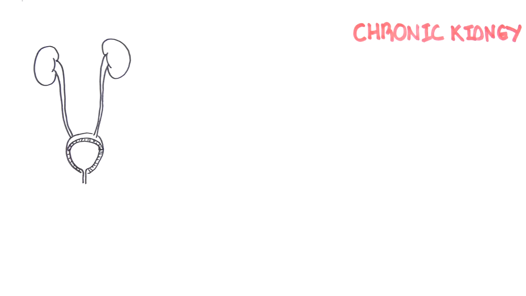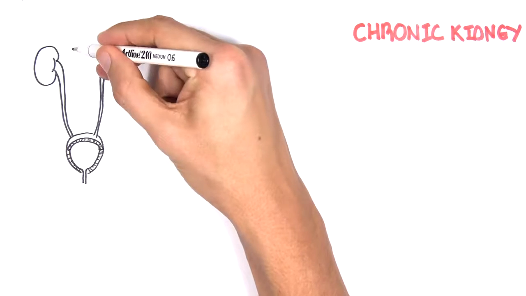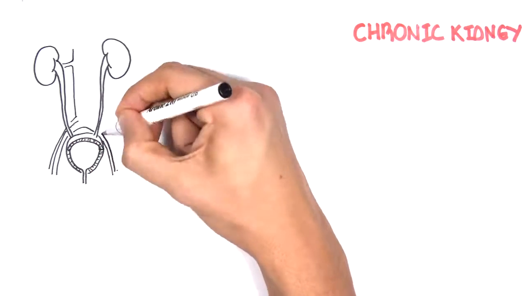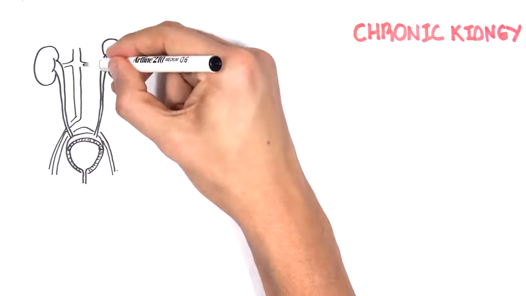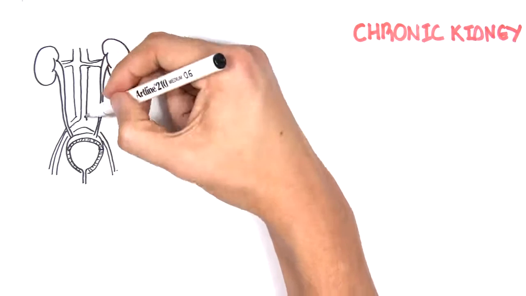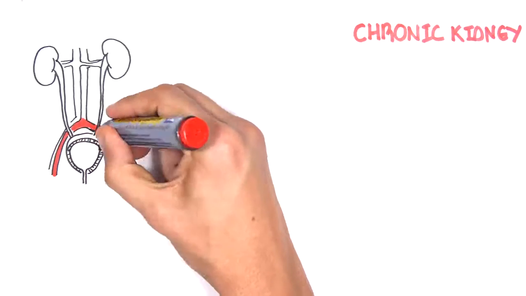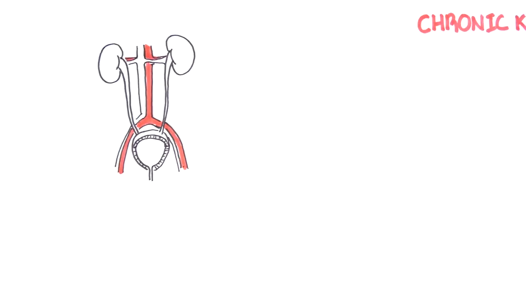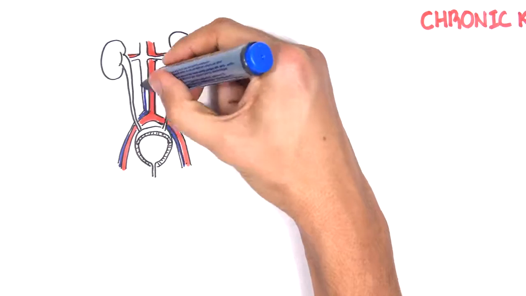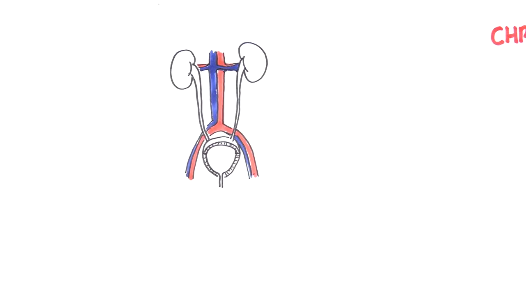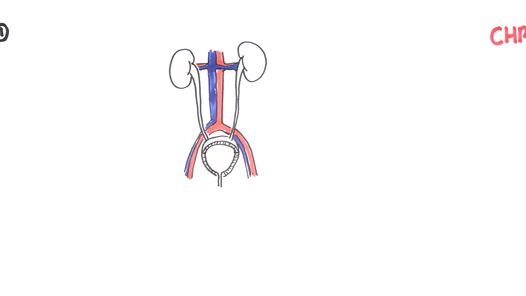Before we go into chronic kidney failure, let's just recap the anatomy slightly. Here I'm drawing the kidneys. The ureter connects the kidneys to the bladder. The bladder stores urine, ready for micturition. And here we have the inferior vena cava and the descending aorta, which has vessels coming in and out from the kidneys.